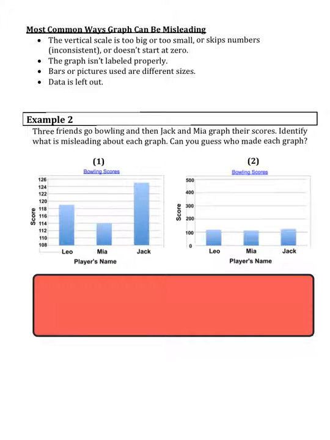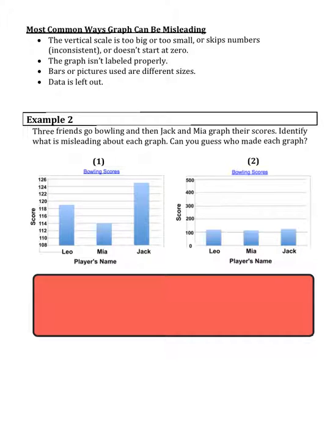Some other common ways that graphs can be misleading: if the vertical scale is too big or too small, if it skips numbers, maybe it's counting by fives and then all of a sudden it counts by 100. It doesn't start at 0, whether that means it starts at 420 like our first one, or even if they use a break. And again, a break is allowed, but it does cause the graph to be misleading. The graph also might be missing labels. The bars or pictures could be different sizes, especially if they use a 3D bar for a bar graph, as it gets taller, it gets wider, which makes it look bigger. And another way that graphs could be misleading is if data is left out.